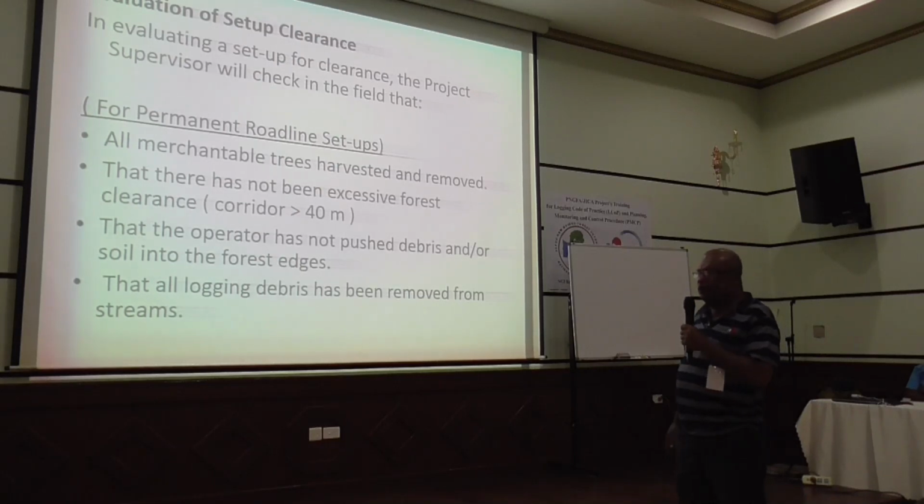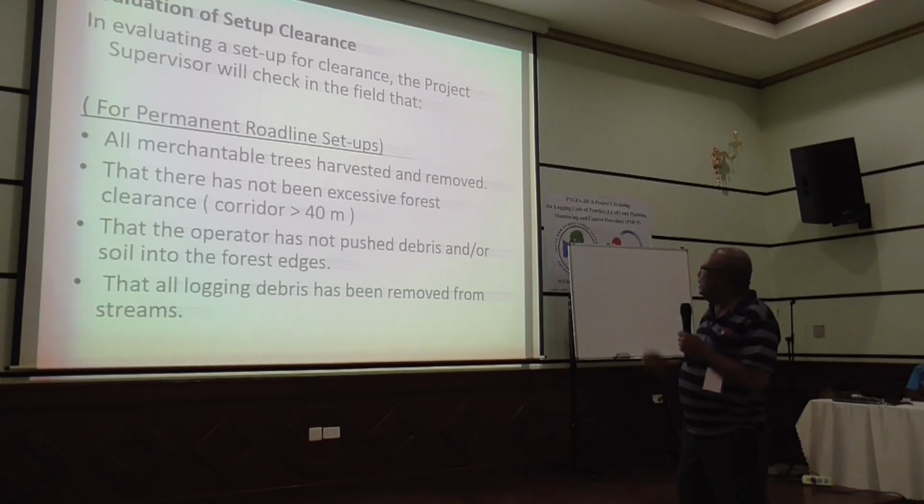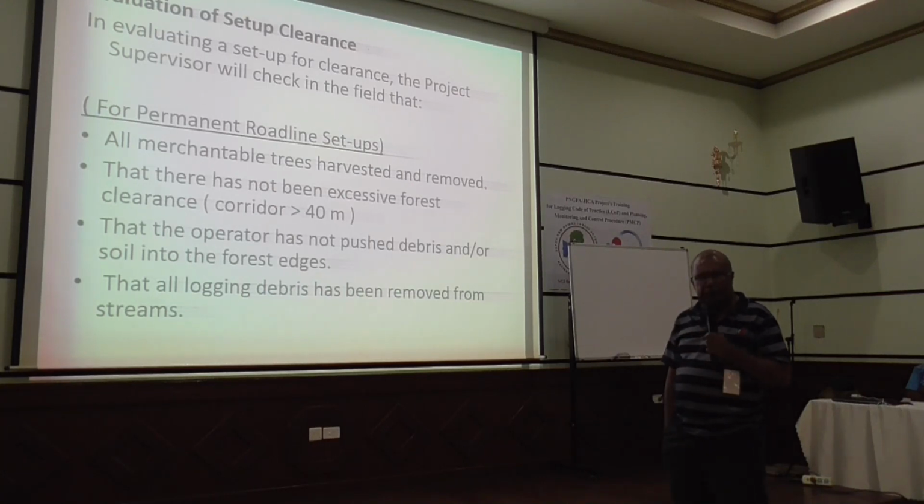During evaluation, this is what you normally would do. For a road line setup, all vegetable trees are harvested and removed. There has not been any excessive forest clearance beyond the 40 meter corridor in the case of roads. The operator has not pushed debris and soil into the forest edges. All logging debris has been removed from streams. These are the normal things that you do.